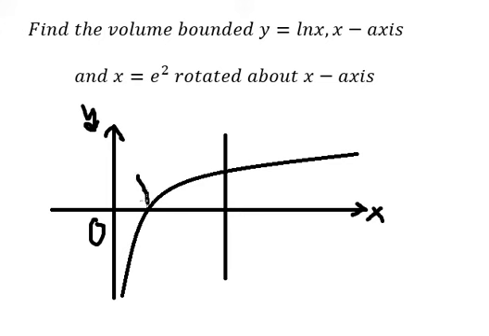This one we already know that when x equals 1, y equals 0. So this one is about number 1. This one we have e to the power of 2. So we have the area in here. And we know that this area is rotated about the x-axis. Now we need to find the volume of this one.